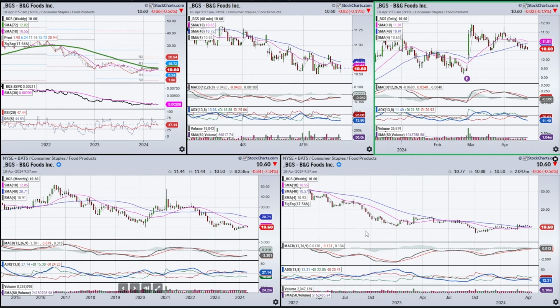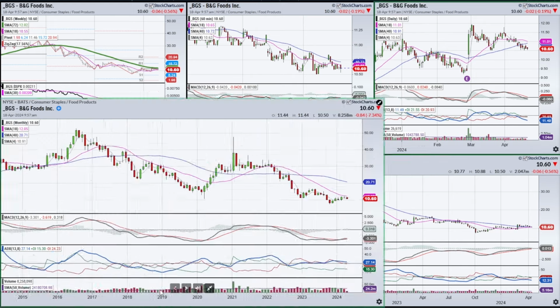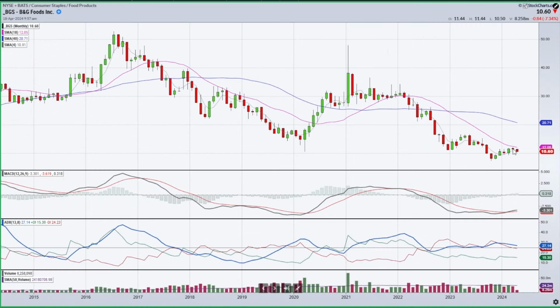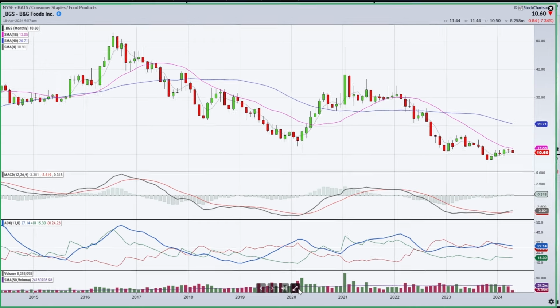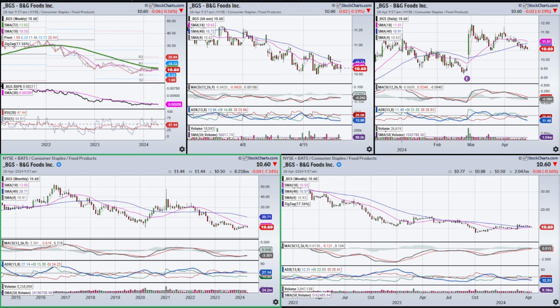Now, the problem with this stock, BGS, is that you've just rallied to a declining 18-month line. MACD is crossing over, but I think we need to see more confirmed evidence that there's a shift taking place and then look to buy the first pullback on the weekly chart.